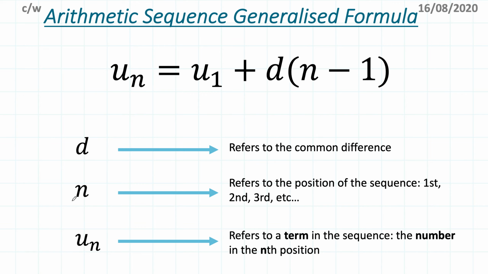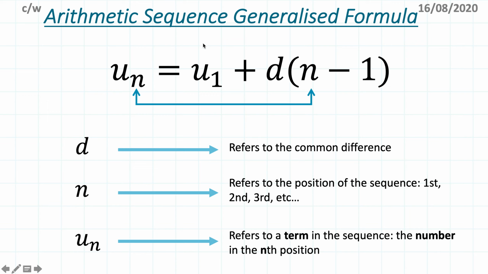So what's important is to link this N and this Un. So if my position is the 4th, then U4, for example, again in this very easy sequence, U4 is going to be 8. So in the 4th position, my U4 is 8. So these two will always link together. So we replace Un with the actual term, and we replace N with the position of whatever you've placed here. And U1 will refer obviously to the 1st term.